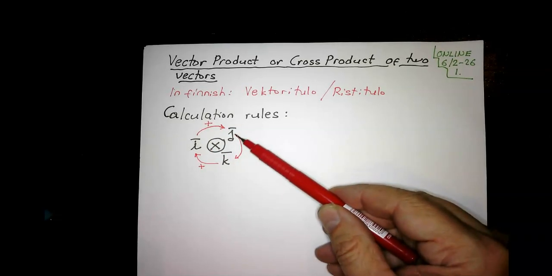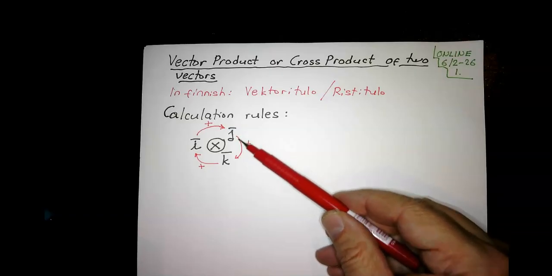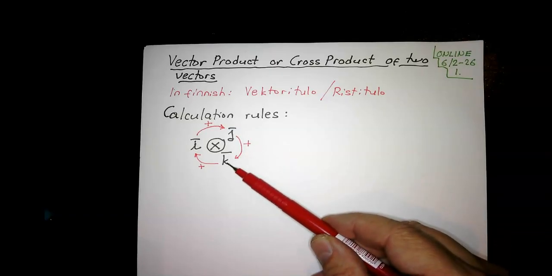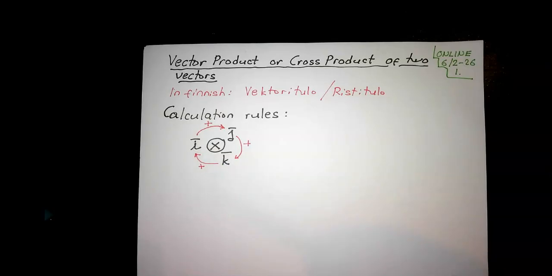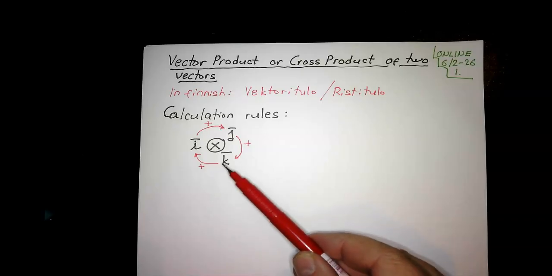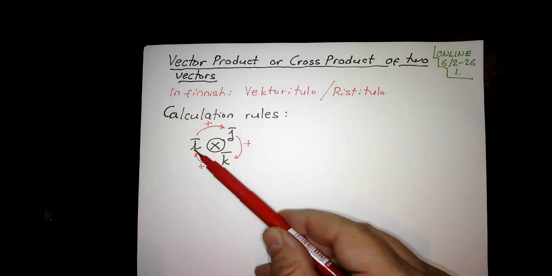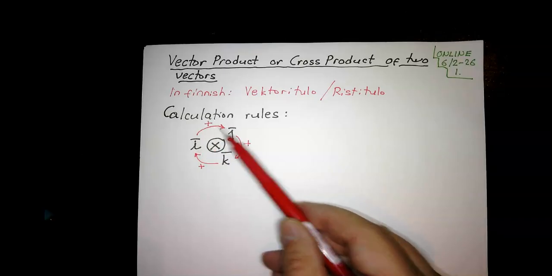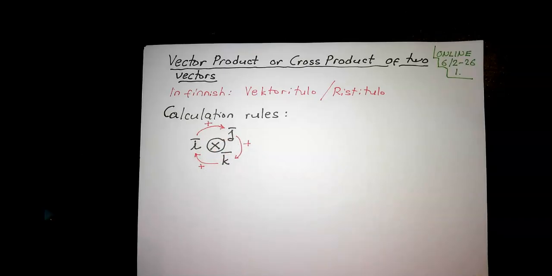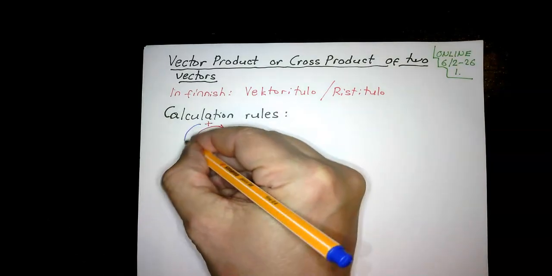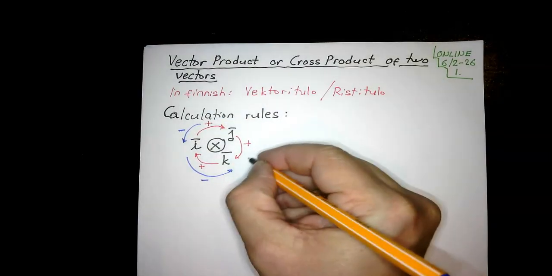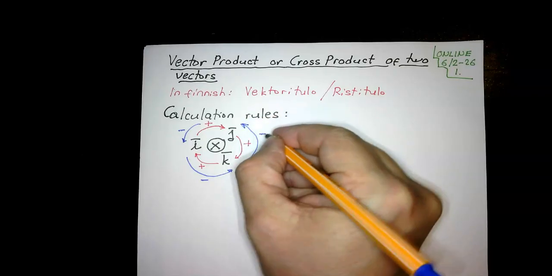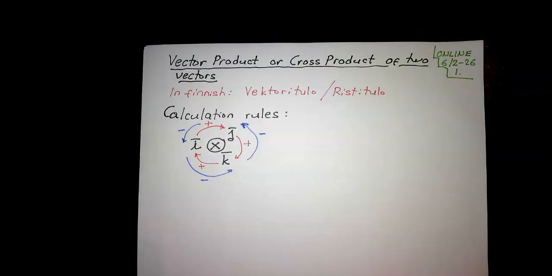Also when we multiply j cross k, we will get the result plus i. And the third possibility is k cross i, and we get the result plus j. So this is the positive direction. And the negative direction is the counterclockwise direction. If I write it here, this is the negative direction.